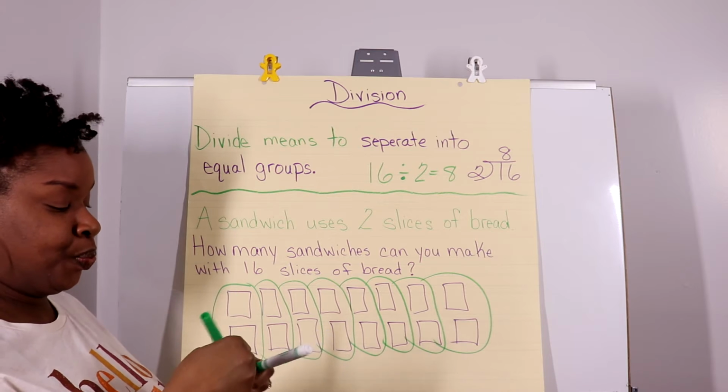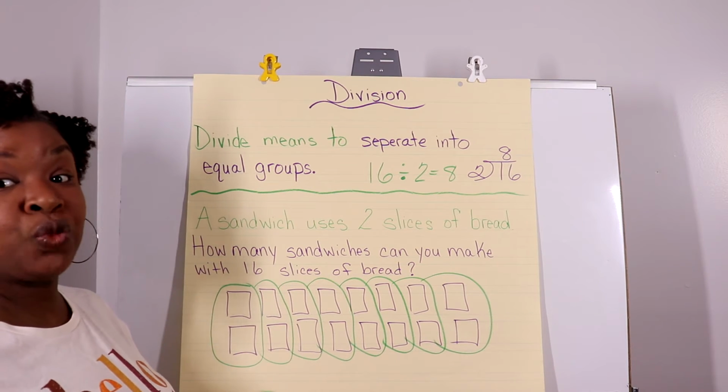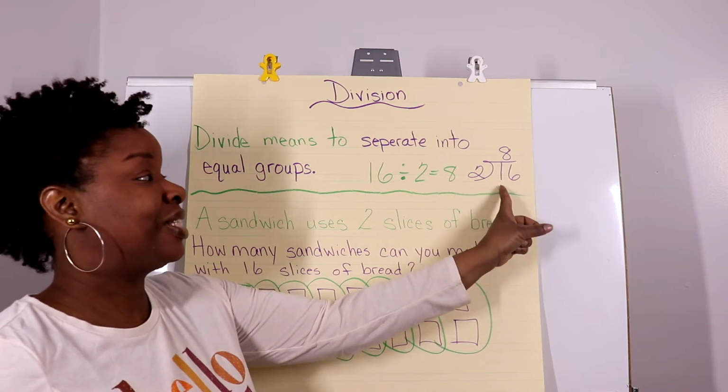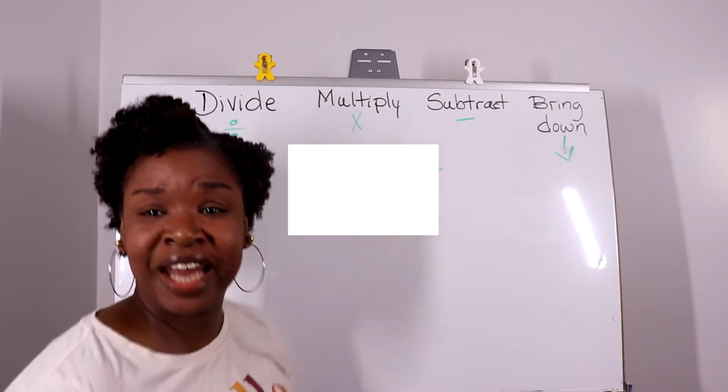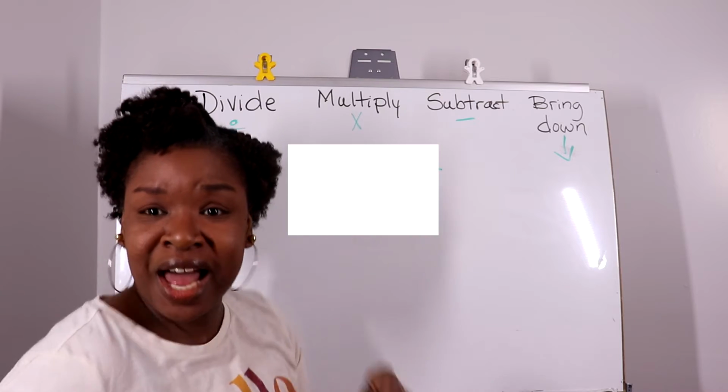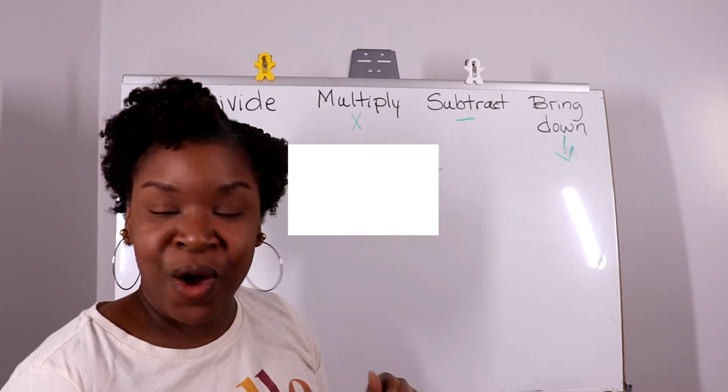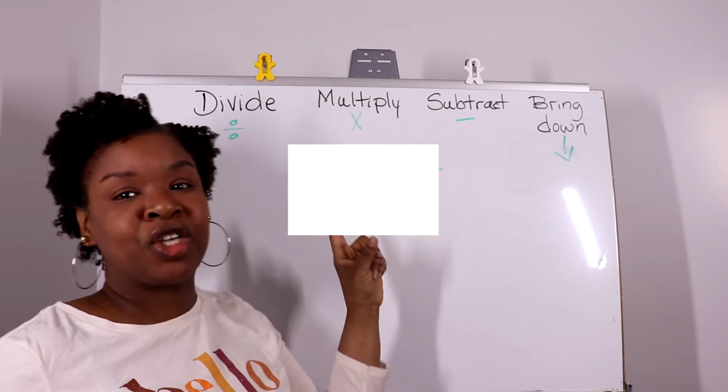So now, let's work on solving a problem that represents this way. Divide, multiply, subtract, bring down. Divide, multiply, subtract, bring down. Okay, so let's remember that as we solve this problem.